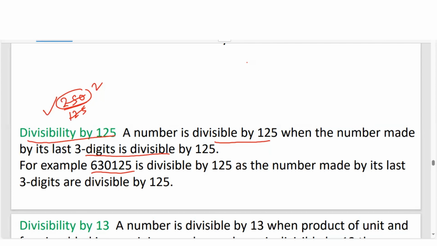Just like here, this number is given, 630125. You want to check whether that number is divisible by 125 or not. So no need to divide, just focus on the last 3-digit number. If this number is divisible by 125, that means the total number is divisible by 125. So yes, this number is divisible by 125. We can check it also.